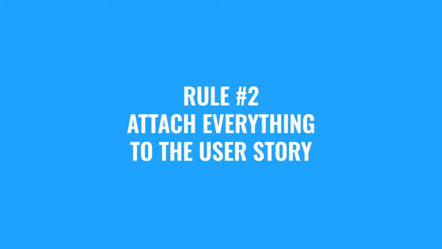Rule number two: attach everything related to that user story to the user story's record. That means that if you've got mockups that are related to that user story, you attach the mockups. If you have comments and discussion, it's attached to the user story. If you have code questions and discussion about how to code the back end, the front end, again, attached to the user story. Questions for the business, they get attached to the user story.